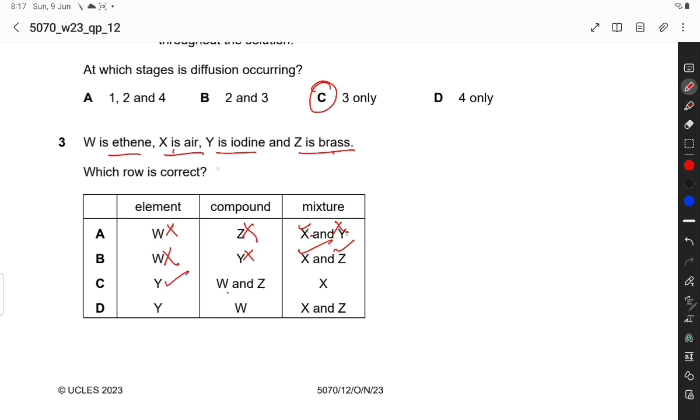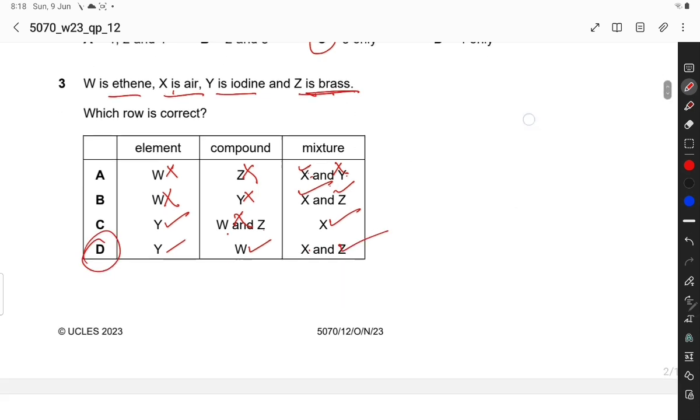W and Z are compounds. W is ethene, it is a compound, and Z is a mixture, so it is incorrect. X is a mixture, it is correct. So Y is an element, W is ethene, it is a compound. X and Z: X is air and Z is brass, so D option is the correct option.